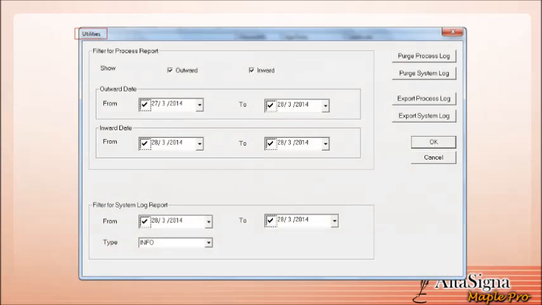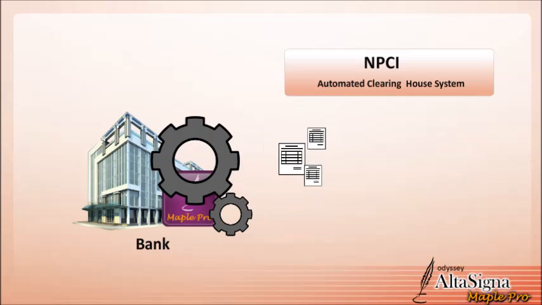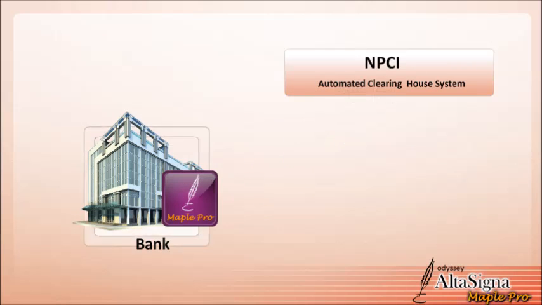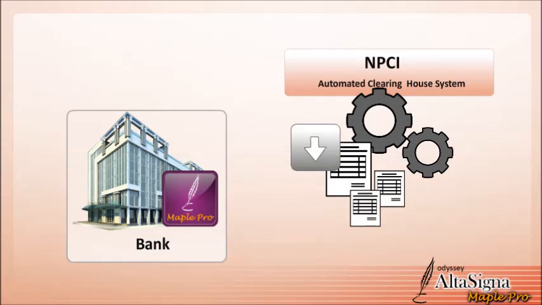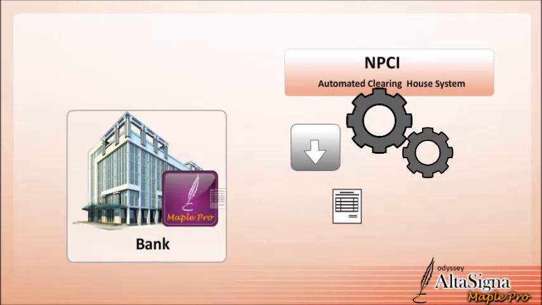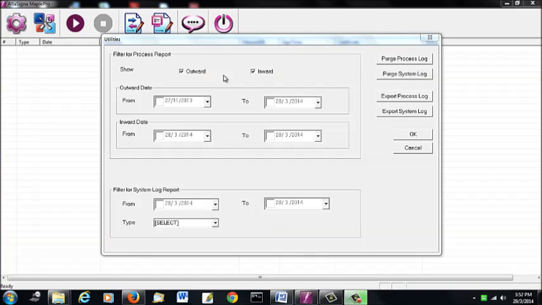In the Utilities section, you will be able to filter both outward reports and inward reports. Outward reports are generated for documents that are sent to the ACH server from the bank. Inward reports are generated for documents downloaded from the ACH server to the bank. By default, both the options inward and outward will be checked, allowing you to view both kinds of reports.